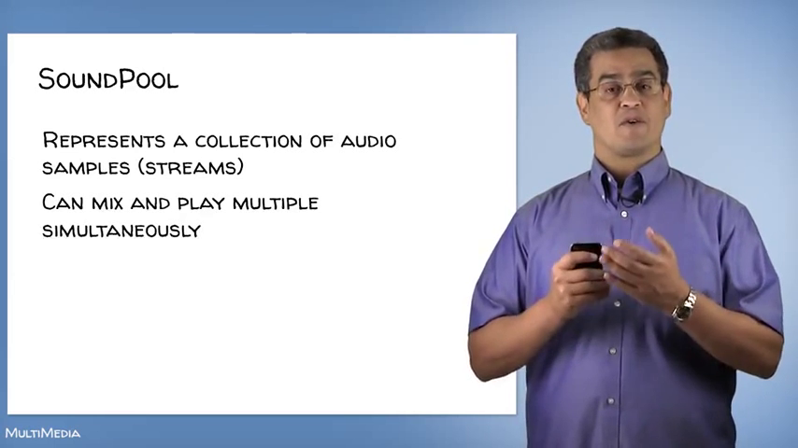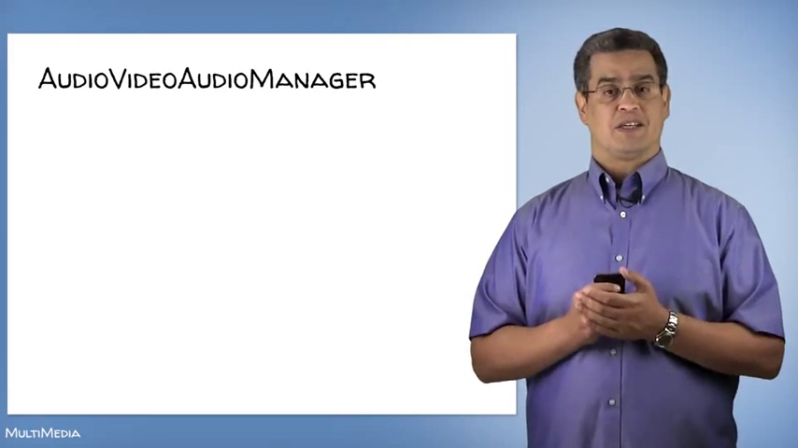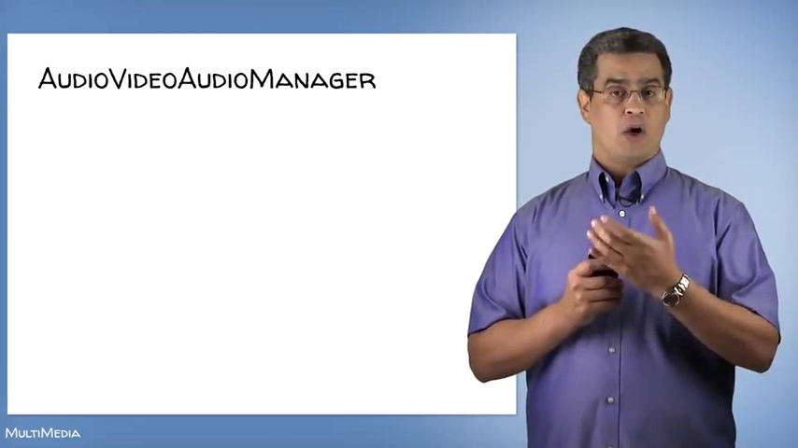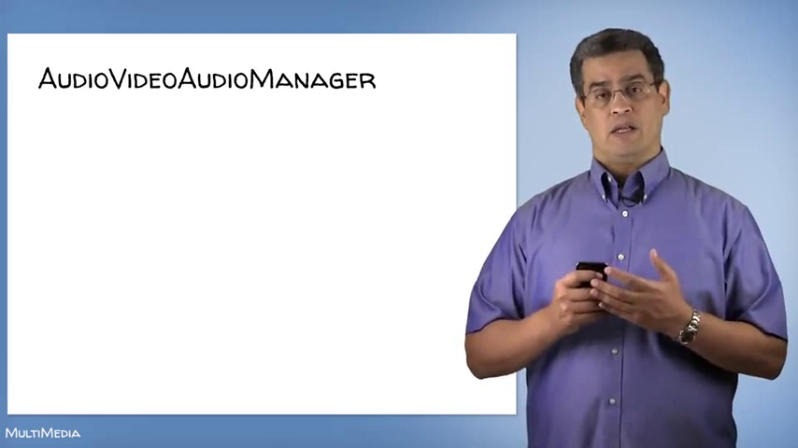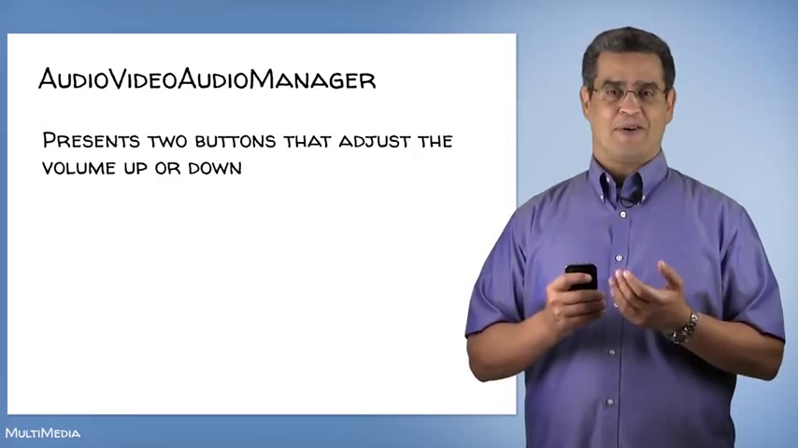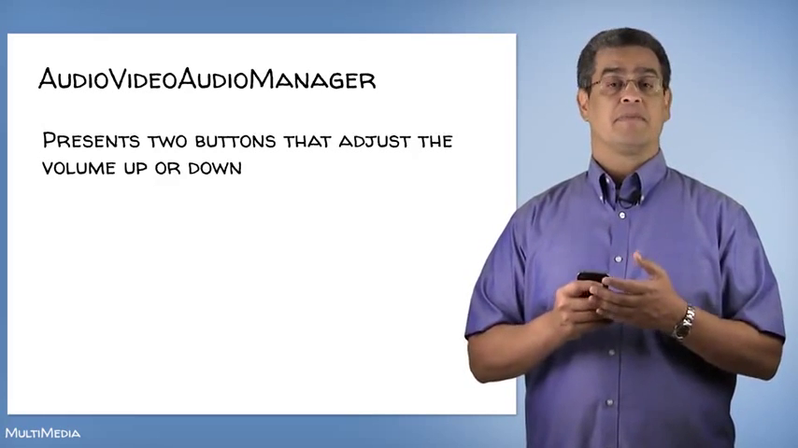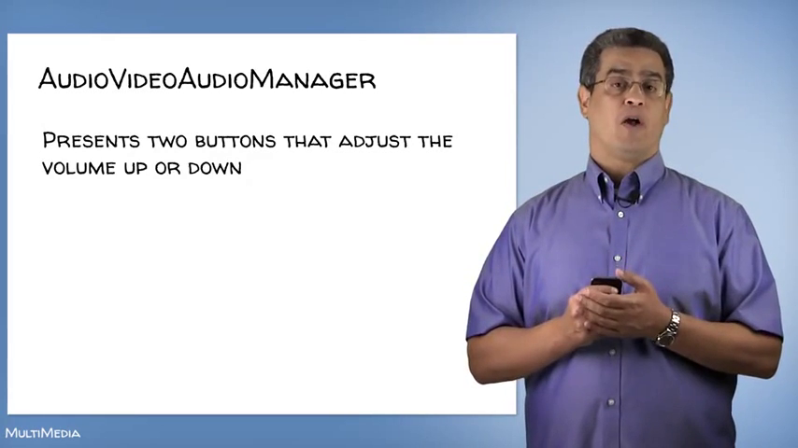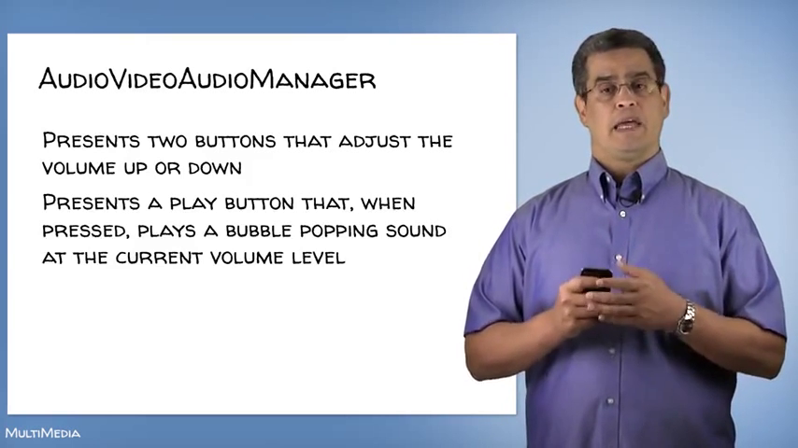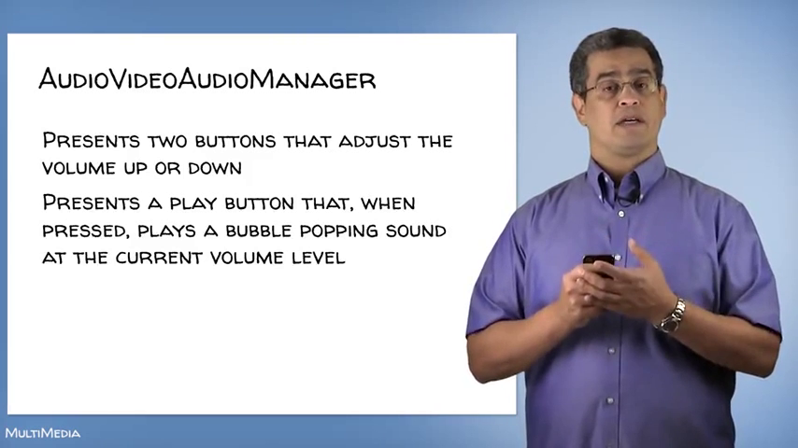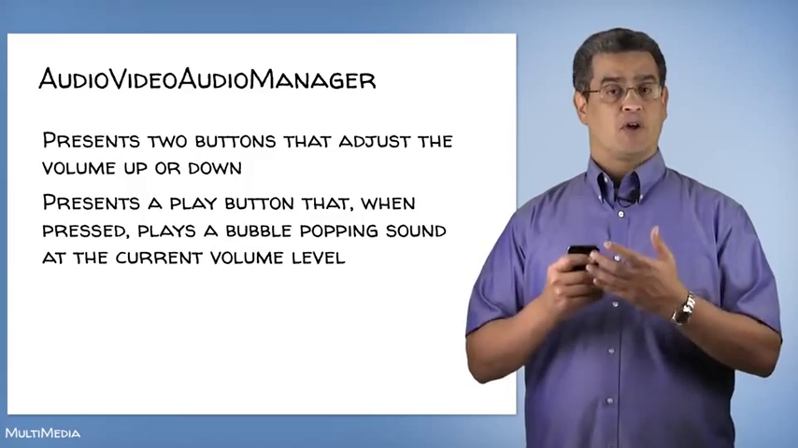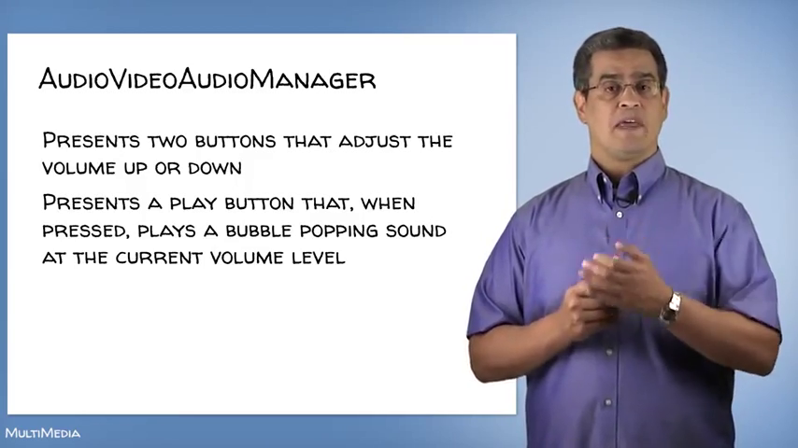Let's take a look at our first example application for this lesson. That application is called Audio Video Audio Manager. And when it runs, this application presents two buttons labeled up and down that are used to increase and decrease the device's volume. The application also displays a button labeled play that, when pressed, plays a bubble popping sound at the current volume level. Let's run the application now.